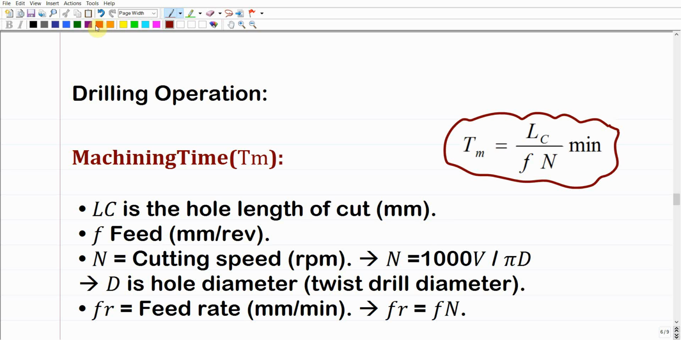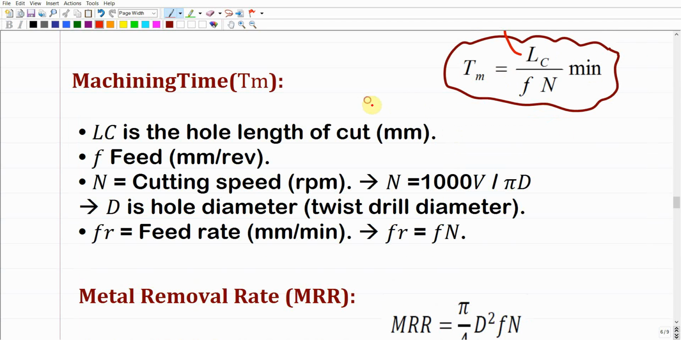Something that you should understand, I forgot to tell you about it in the turning operation, is that this LC should be the length of the feed motion. Generally speaking, it should be the length of the feed motion. So what does this mean? It's going to be very clear. Let us talk about this.